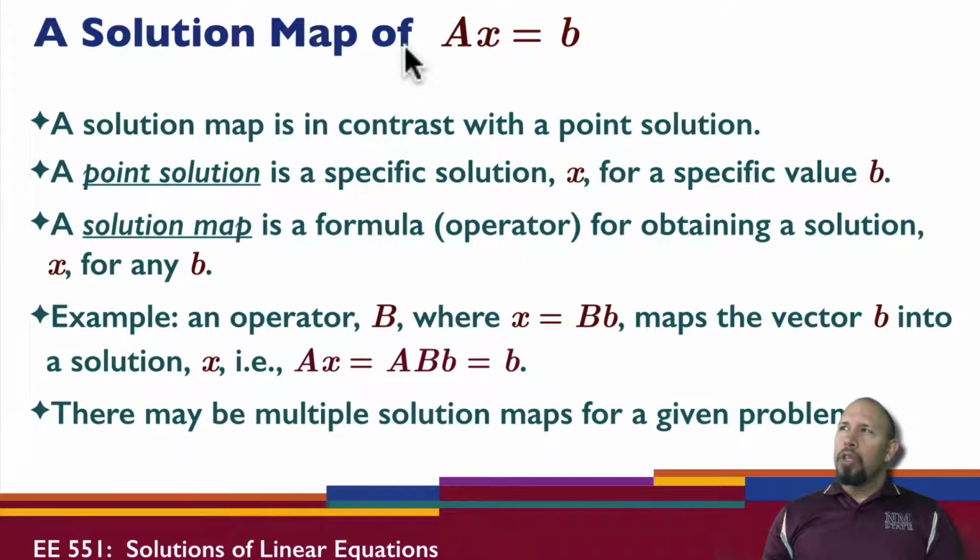Solution map. So we have a contrast between what's called a point solution and a solution map. A point solution is a specific solution x for a specific value b. A solution map is a formula or operator for obtaining a solution. That is, if I give it a new b, the solution map will give me the new x. So instead of just finding a solution for a problem, the solution map finds me the solution for any input.